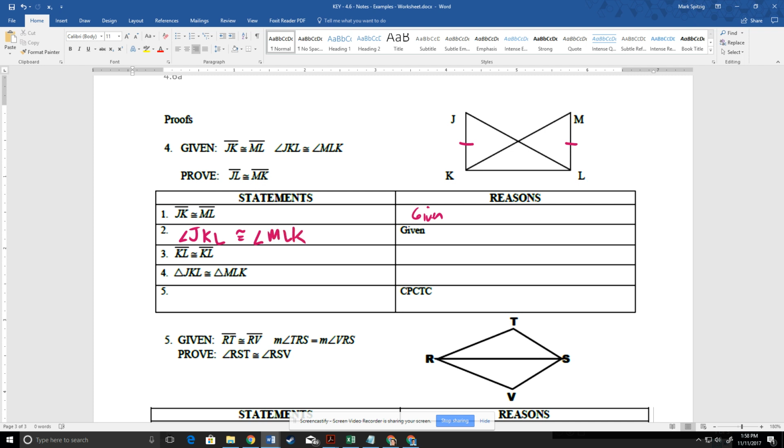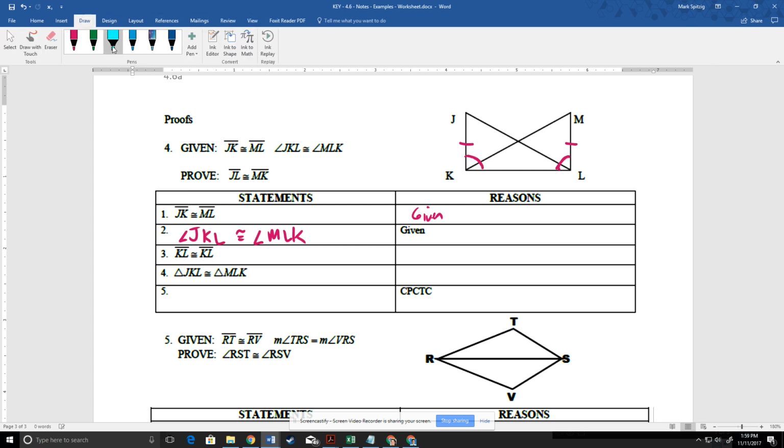And so MLK is, where is my cursor here? MLK is this angle. Wait, sorry. Yeah, MLK is this angle, and JKL is this angle. Okay, this might be one to look at in a certain way. Which triangles are we actually referring to here? What are we actually looking at?